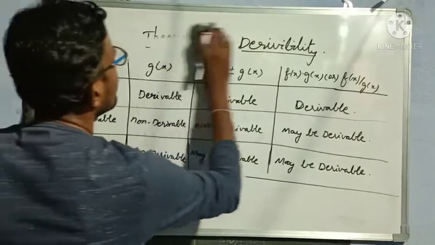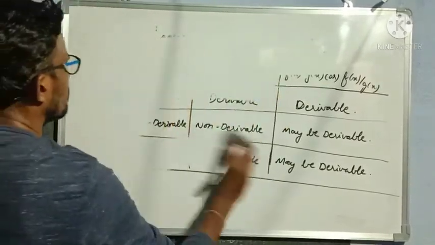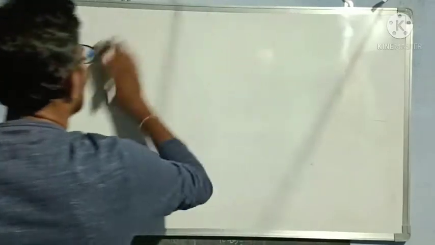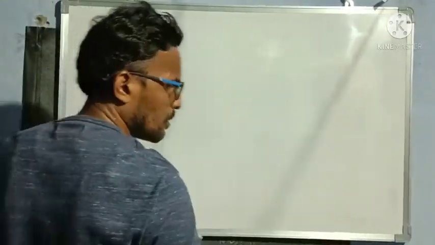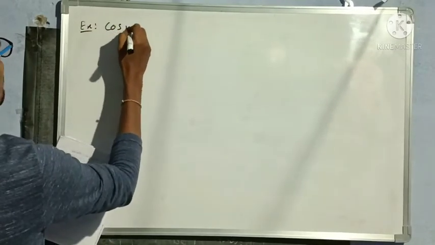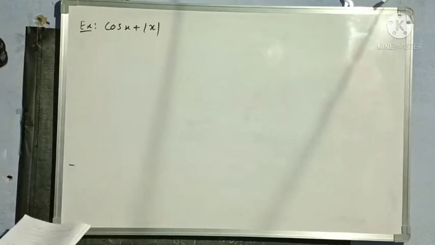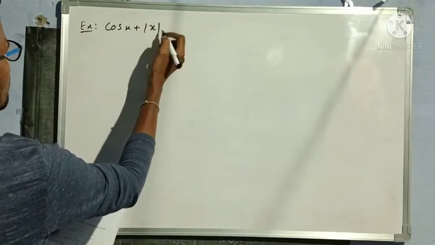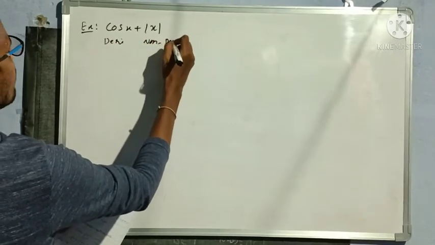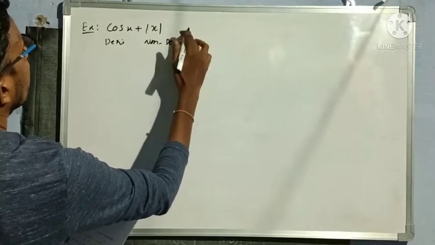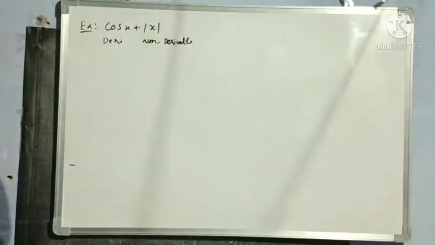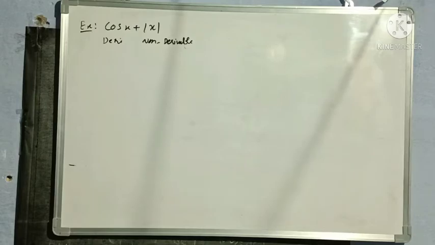Okay, now I am erasing. So next, let us see with the examples whether the conditions I am saying are satisfied or not. So first example, cos x plus mod x. Here we know that cos x is derivable but mod x is non-derivable. So what is there? Let us see whether the addition of these two functions, cos x plus mod x, is derivable or non-derivable.